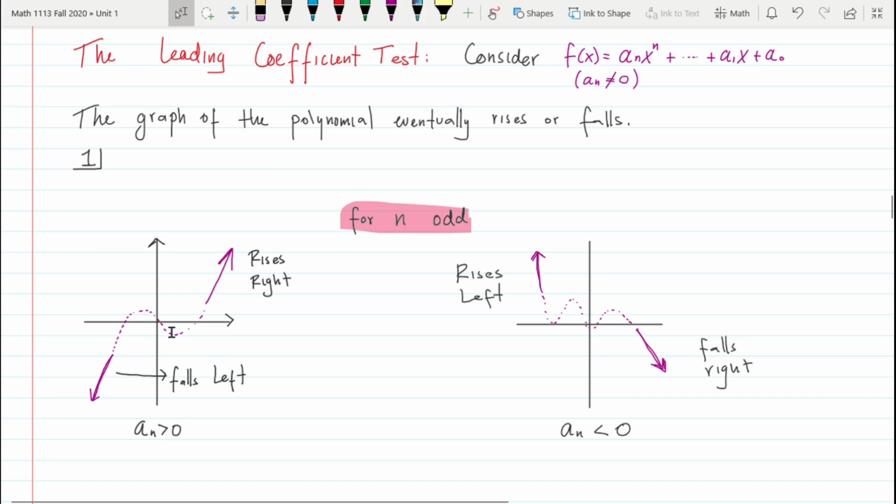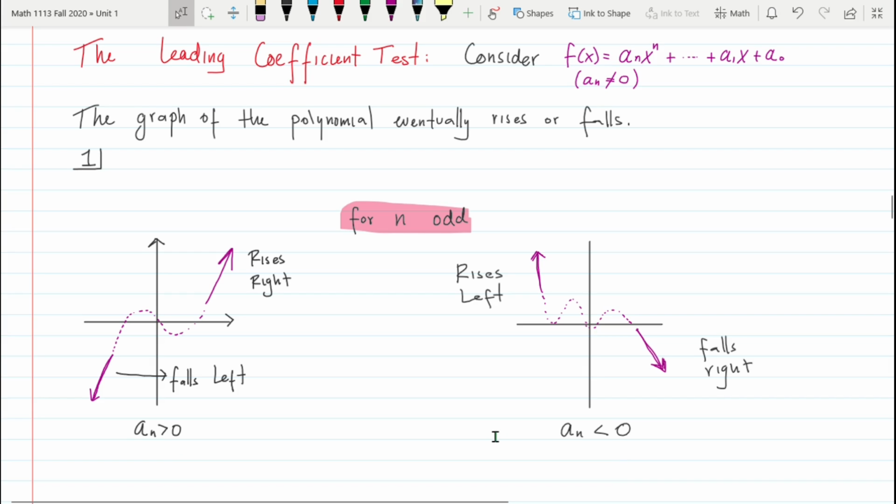We don't know what's going on in the middle. That's why we make those dotted points. It can be anything. It can be a bunch of different curves. It doesn't matter. What we're only worried about is the end behavior. Okay? Still for the odd power, but with a negative coefficient, then you're going to get the reversed behavior. So it's going to rise on the left and it's going to fall on the right side.